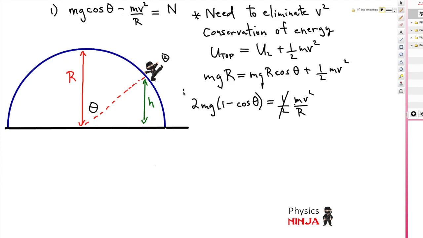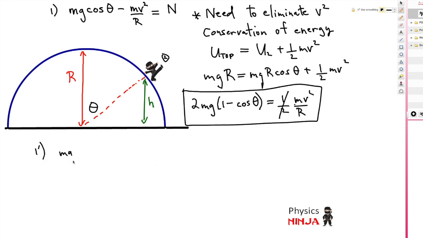What we have to do now is simply substitute this into equation 1. Let's go ahead and do that. Let's call that 1 prime. We have mg cos theta minus 2mg times 1 minus cos theta equals N. The nice thing about this expression is we have an expression for our normal force which doesn't now include the velocity term. It only includes the position of Physics Ninja on this circular path.